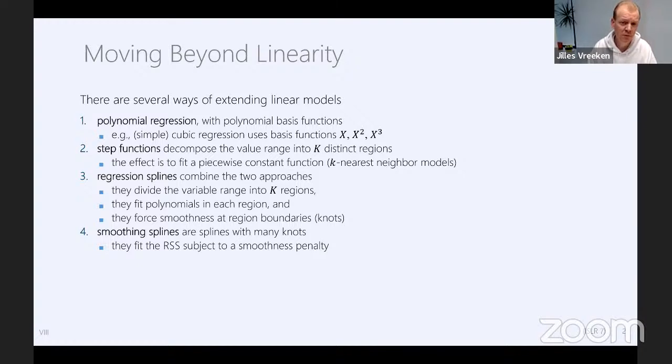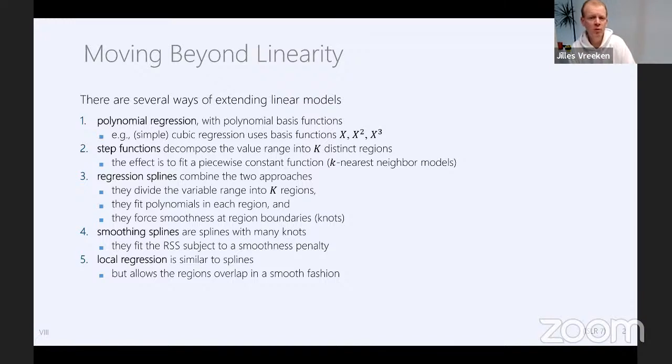Then, fourth, we push this to the extreme, and those are smoothing splines, where we don't say that we have k distinct regions. No, every point gets its own region. And then this tying together starts to become really important. But effectively, smoothing splines are just regression splines with many knots. Regression splines are just simply step functions. And essentially we'll be talking about step functions all lecture long, except for local regression.